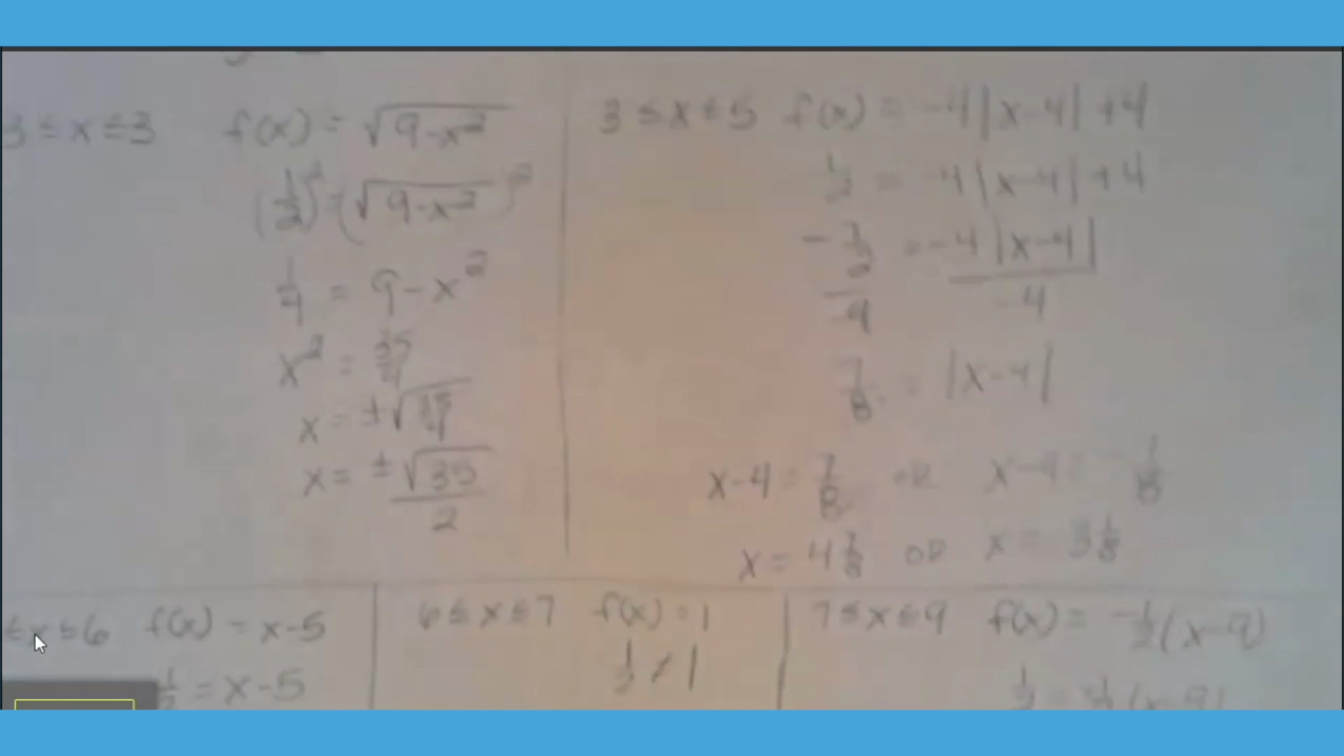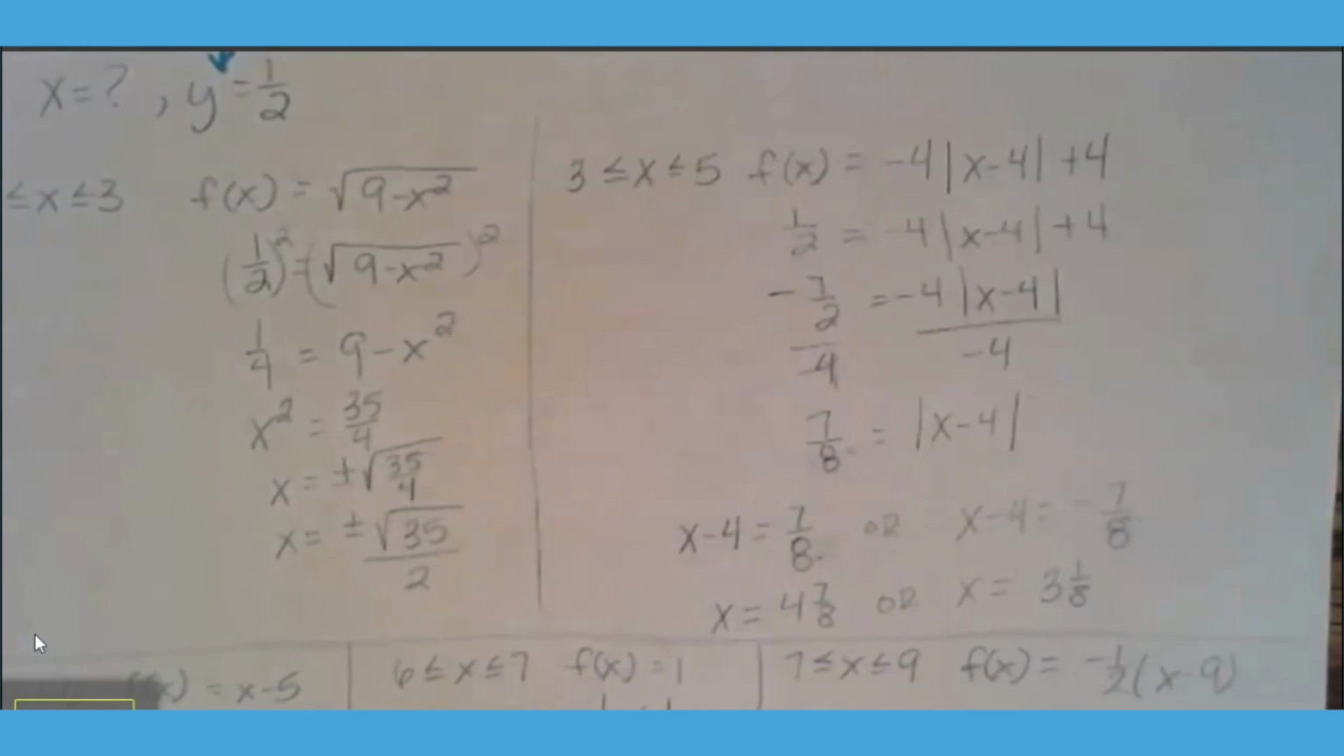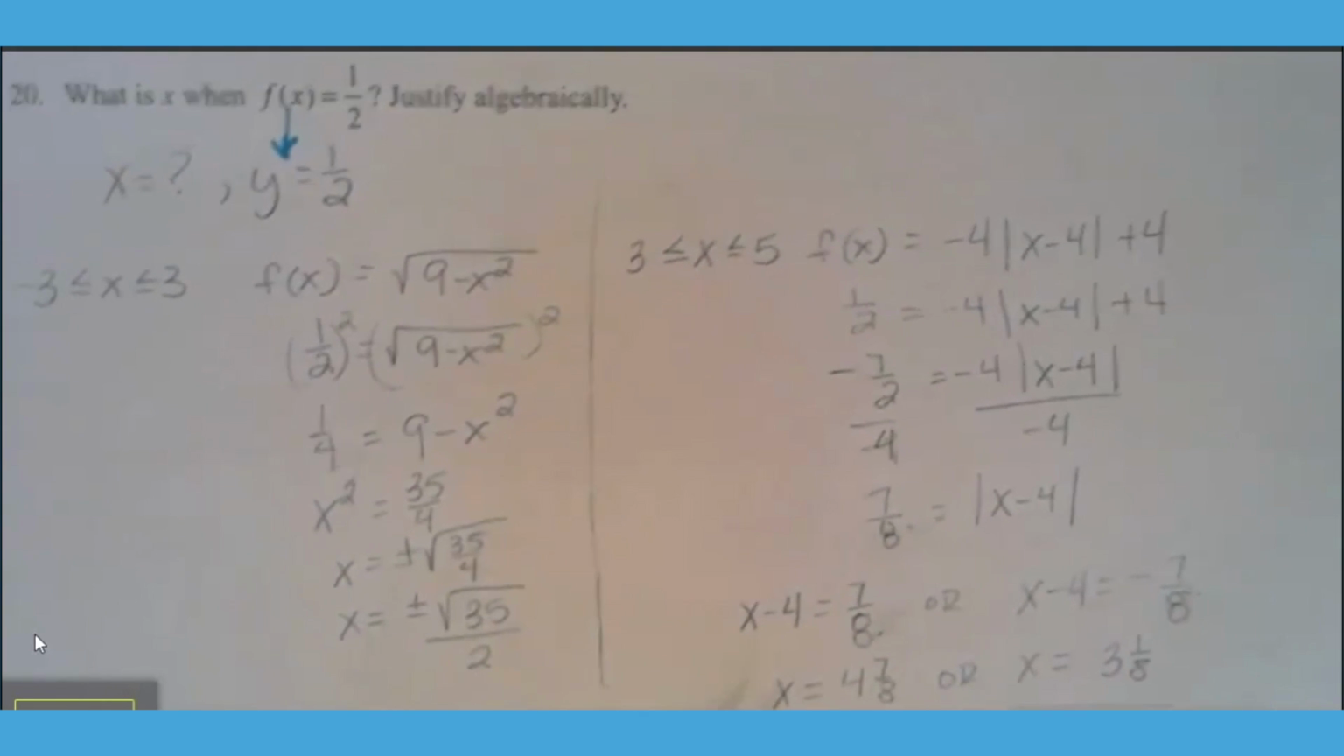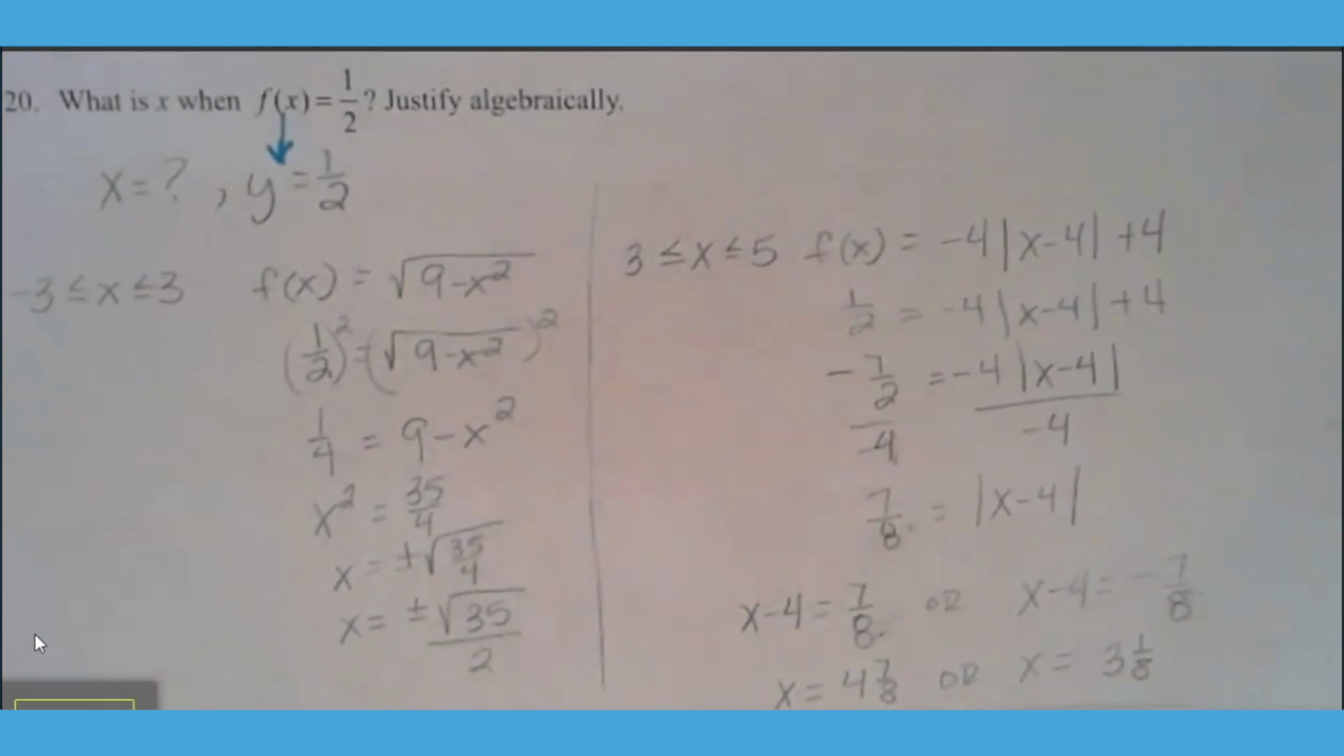We're looking now at question number 20. Question 20 says, what is x when f of x is equal to 1/2, and to justify algebraically. In order for them to justify that algebraically, that means that we need to be working with our algebra skills in order to solve for what x is.